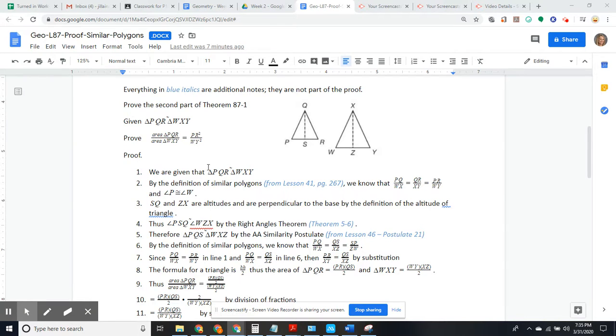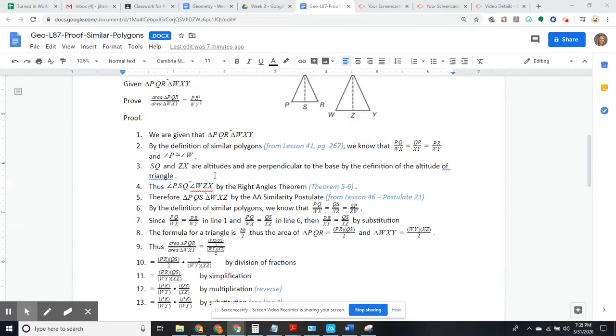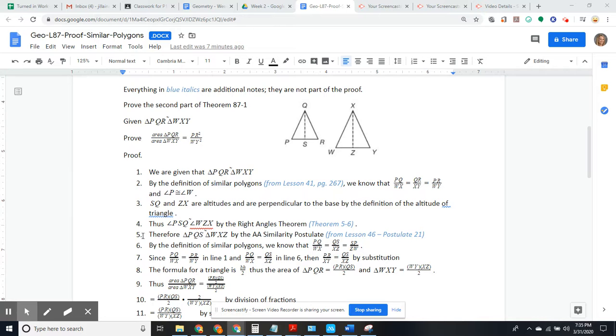So I put step one, and I was doing a paragraph style proof, but I numbered each line so it's easier to refer to each line. You can ask questions about a line if you have any questions about it. Here we're given, by the definition of similar polygons, and anything in blue is just me helping you out with some notes where I referenced it or where we learned that.